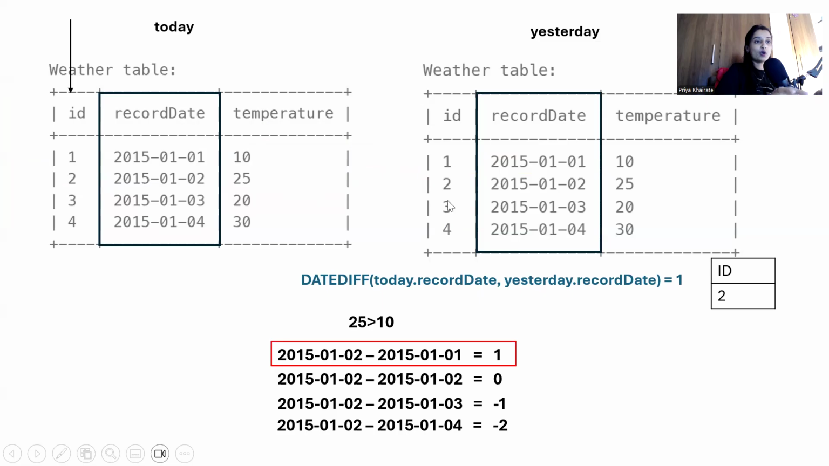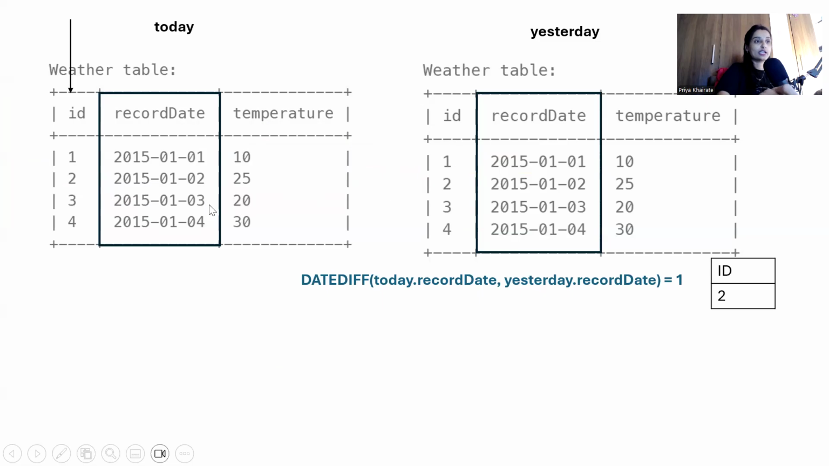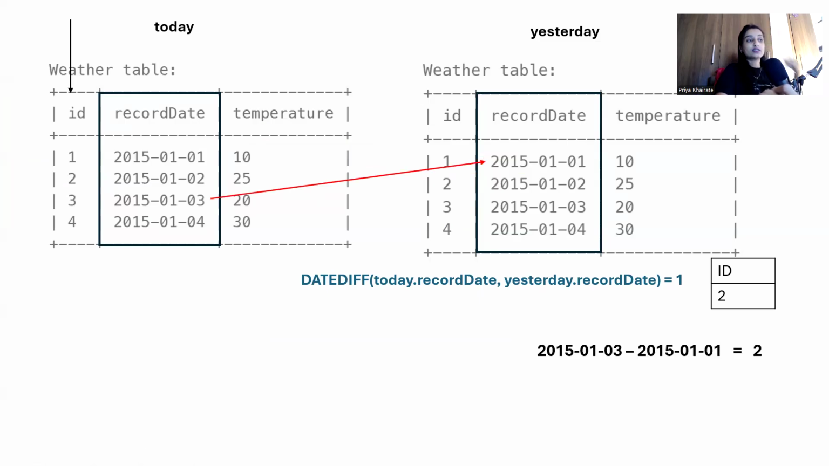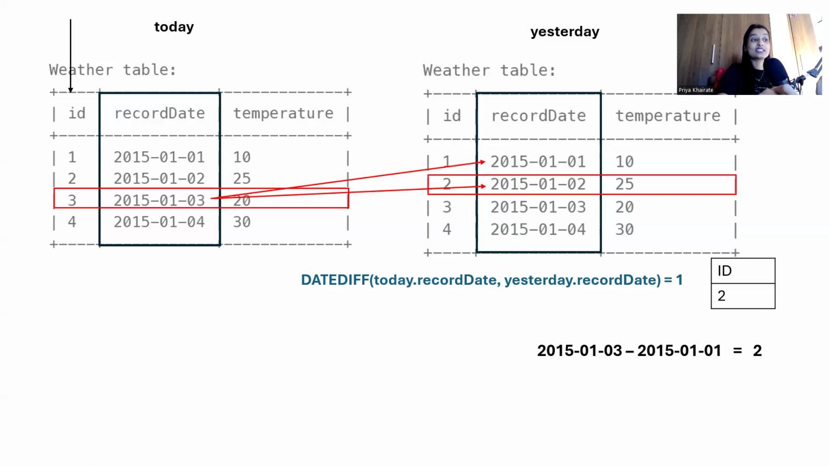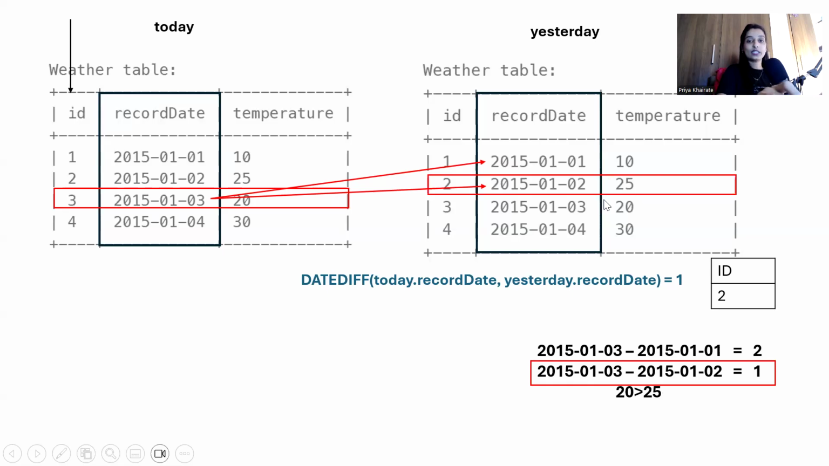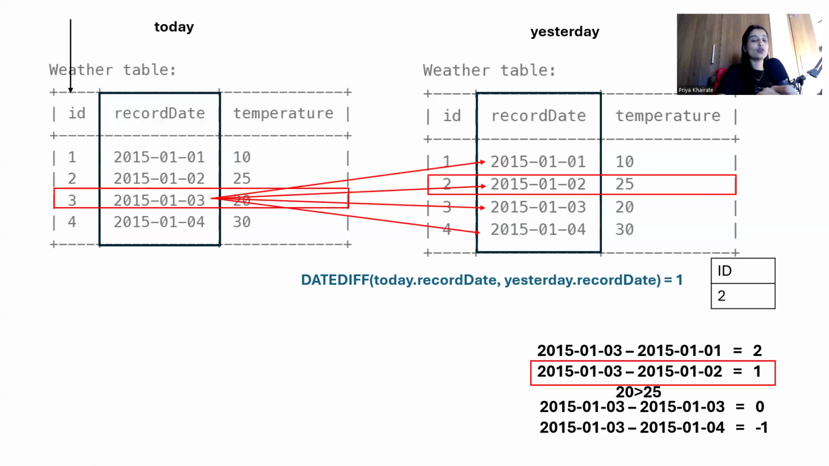Done. So third record, see, this we compared with all the records. Now third row, we have to compare with all the record dates. So let's start. We will compare with first 3 minus 1, difference is 2. 3 minus 2, difference is 1. So we will compare the temperature. 3 is today's temperature, 20. We will compare with 25. Is 20 greater than 25? No. So we will not return anything. Next, 3 minus 3, 0. 3 minus 4, minus 1. So there is no difference, 1.